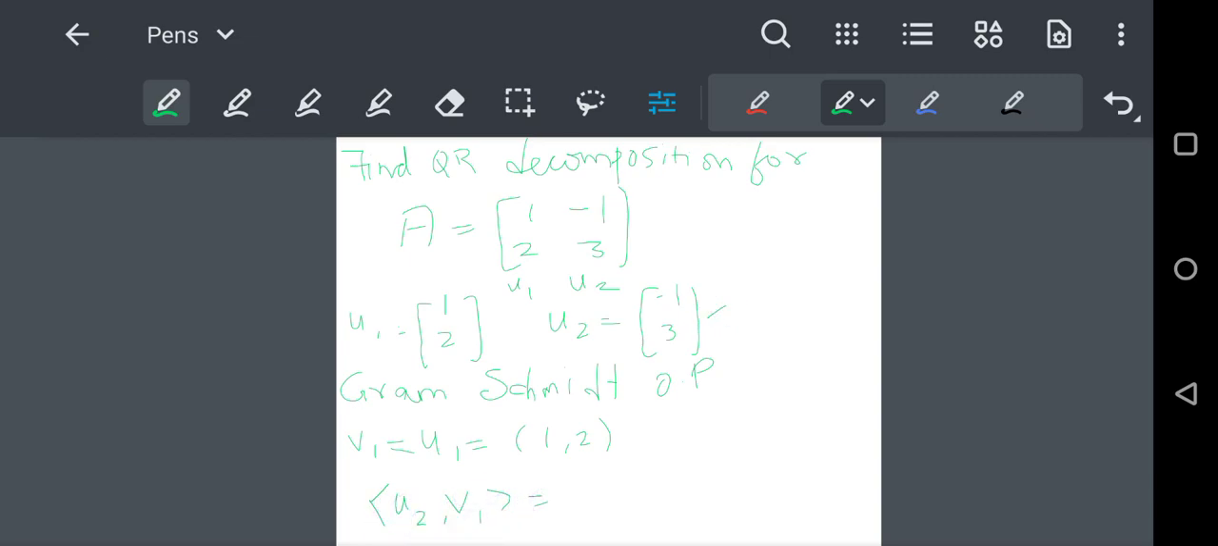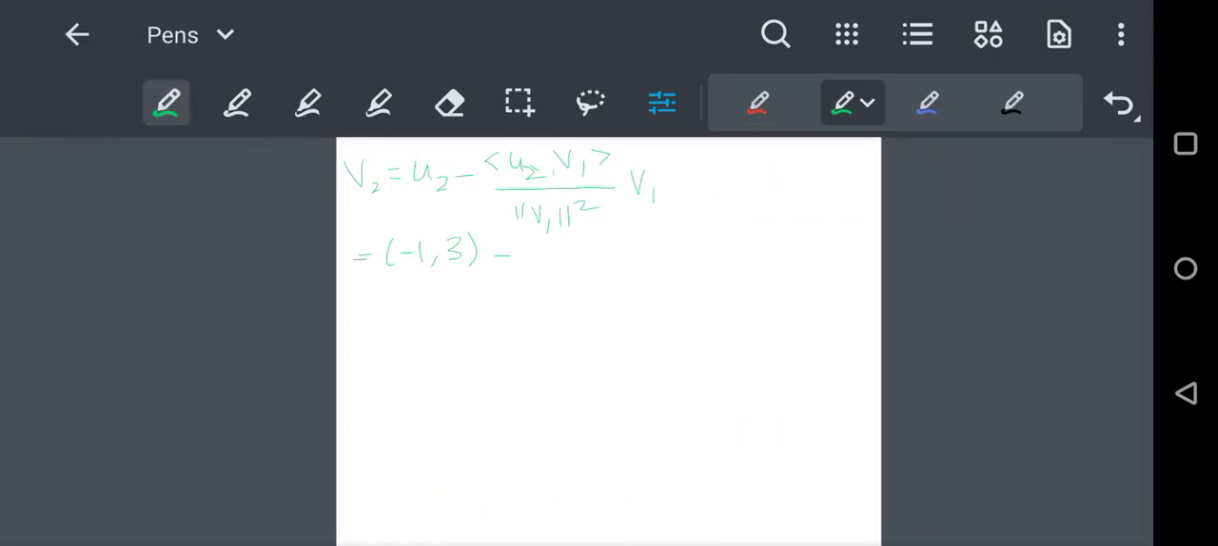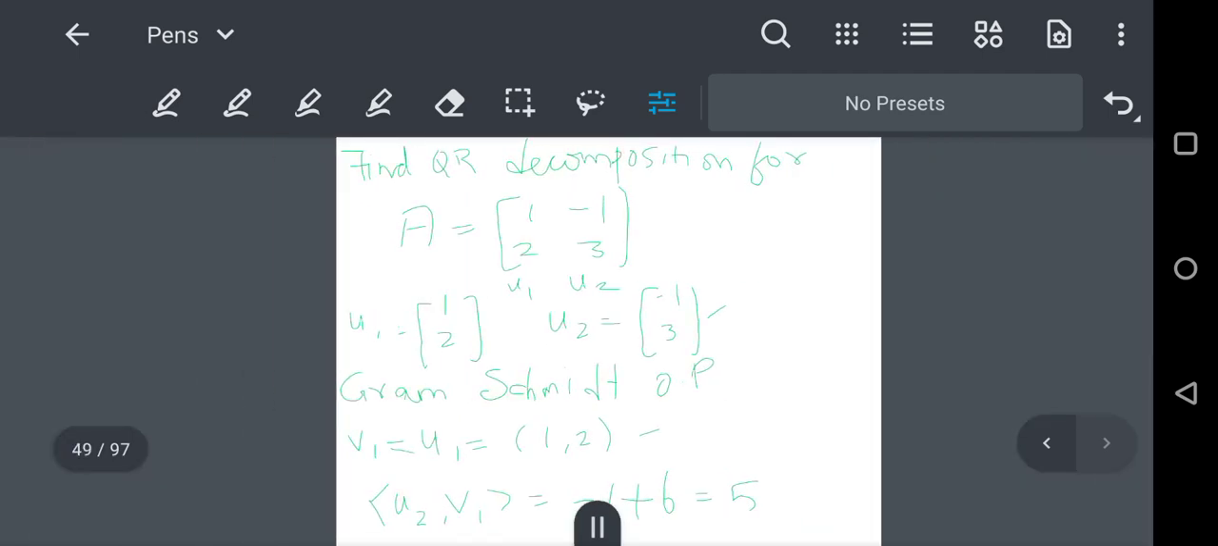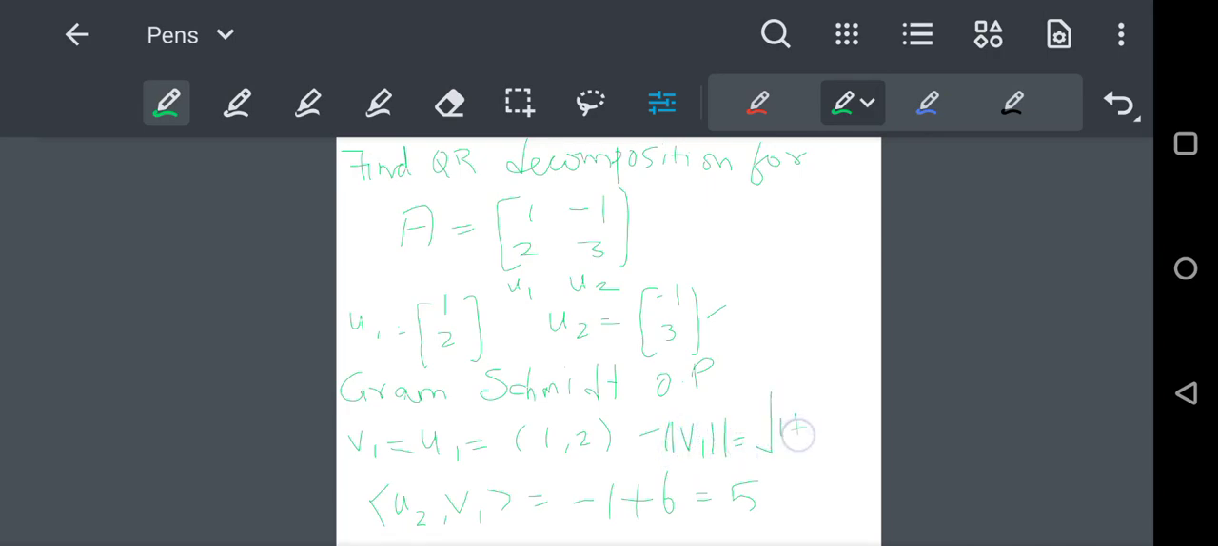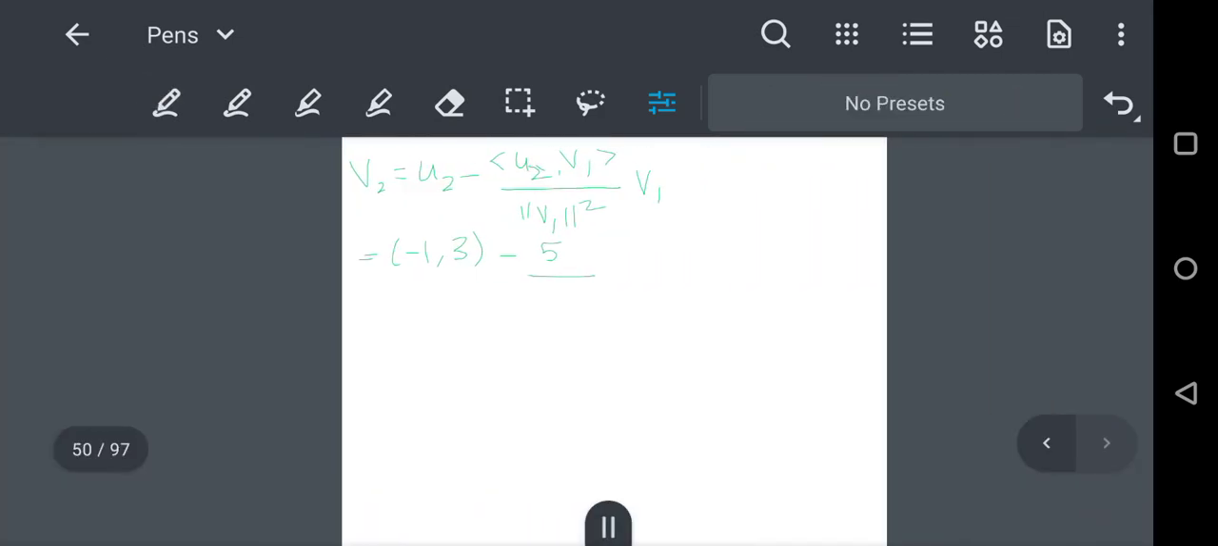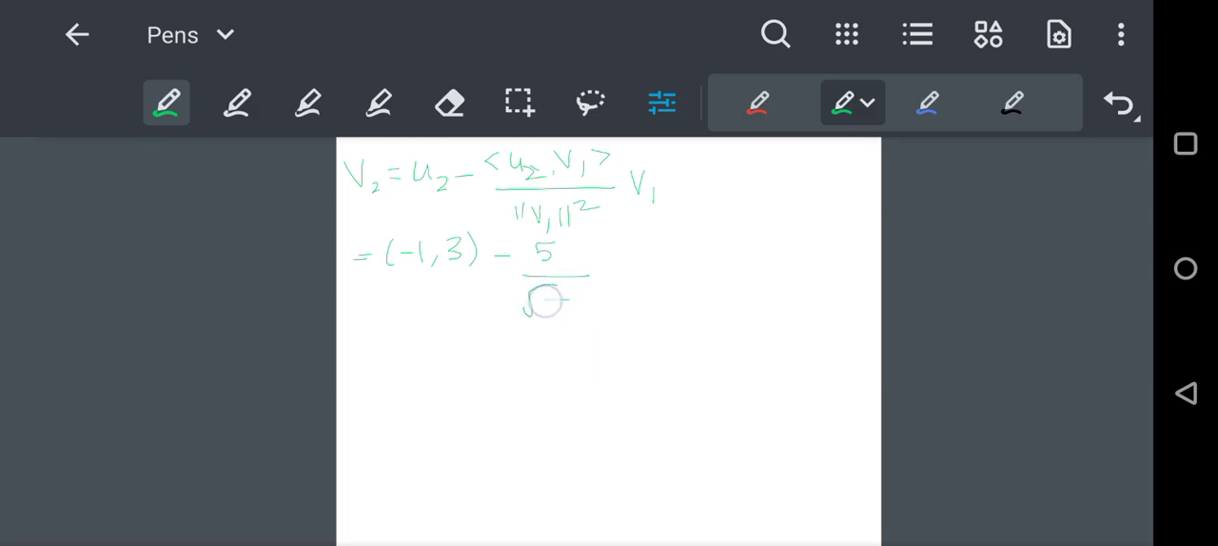When you take the inner product between these two, you will be getting minus 1 plus 3 twos are 6, which gives you 5 as your answer. So 5 divided by norm v1 squared. We know the value for v1 is (1, 2). When you take norm v1, you will be getting root of 1 squared plus 2 squared, which is 1 plus 4, that gives you root 5 as your answer. So just replace it here. The root will not come because it is the value for norm v1 squared, since it is squared, it is just 5.